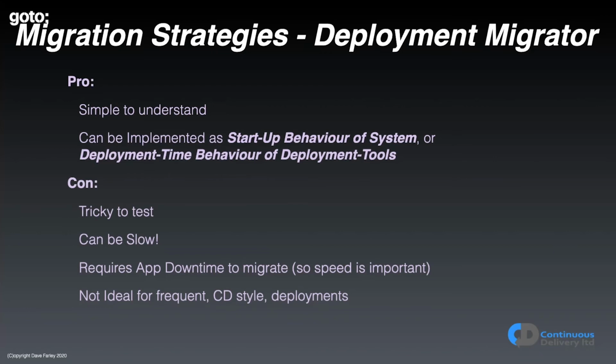They generally require significant application downtime in order for the migration to happen. You need to stop data access while you're performing the migration. And so speed of the migration is important. These are not ideal for frequent continuous delivery style deployments, really. They can be useful in many scenarios, but you need to treat them with a little bit of care because of these reasons.